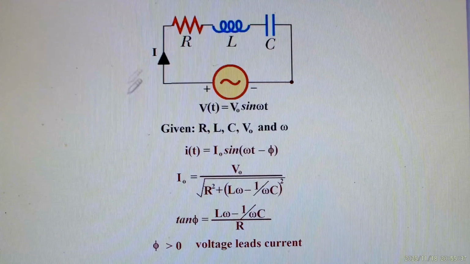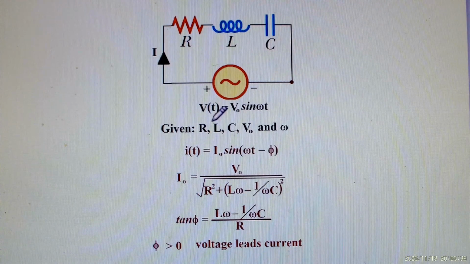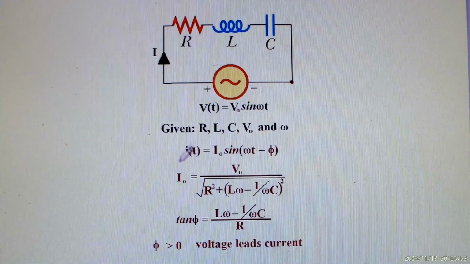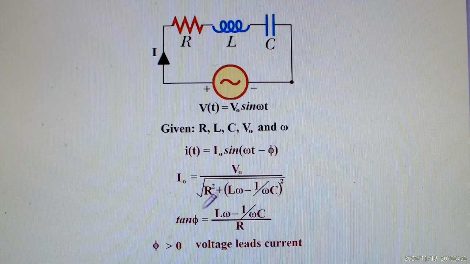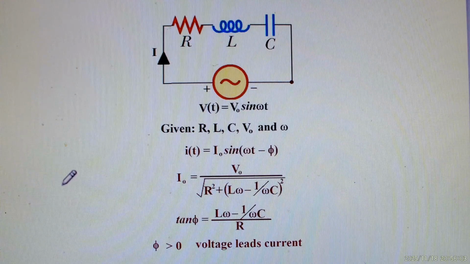In summary, we're given this circuit, and we're given the values of R, L, C, V sub 0 and omega. And we assume I, the current as a function of time, to be with this expression, and we proceed to solve I0 to be this, and tangent phi to be this equation. If phi is greater than 0, that implies the voltage leads the current.